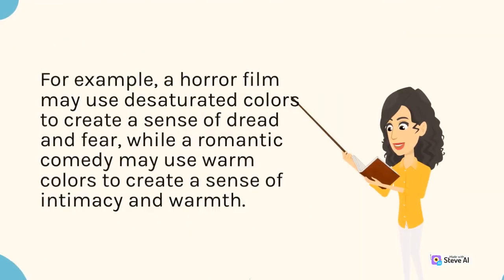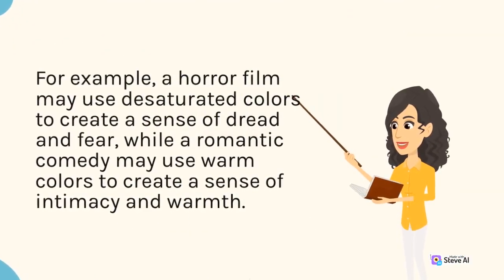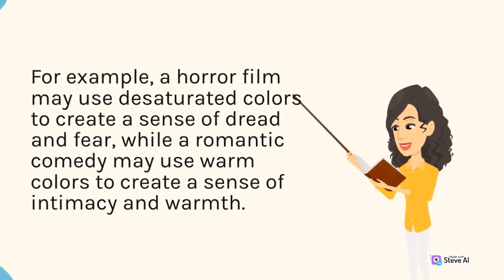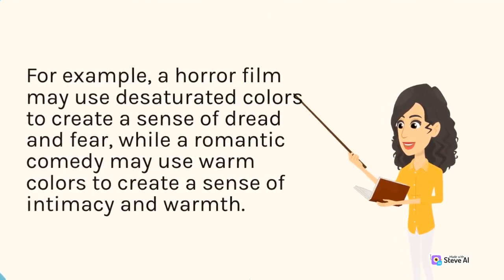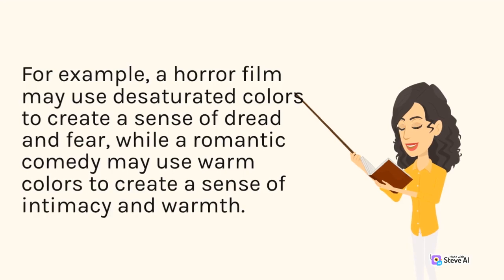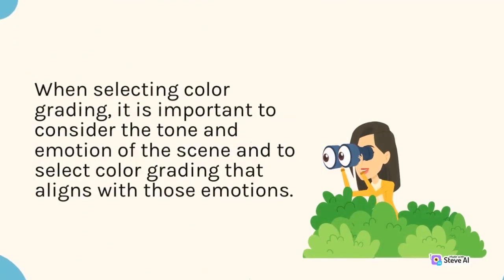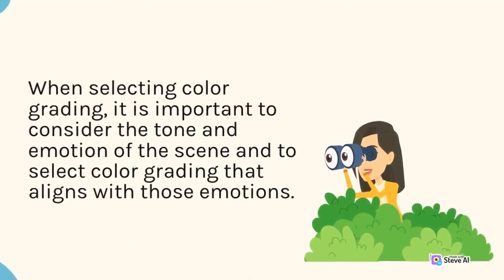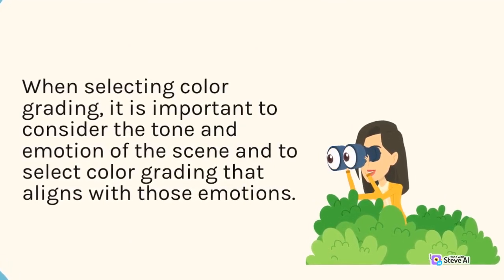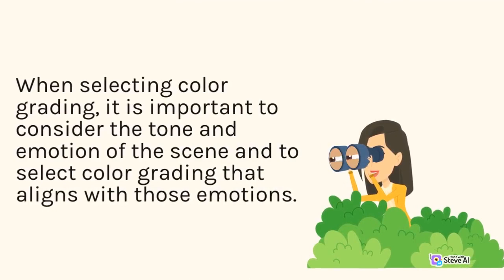For example, a horror film may use desaturated colors to create a sense of dread and fear, while a romantic comedy may use warm colors to create a sense of intimacy and warmth. When selecting color grading, it is important to consider the tone and emotion of the scene and to select color grading that aligns with those emotions.